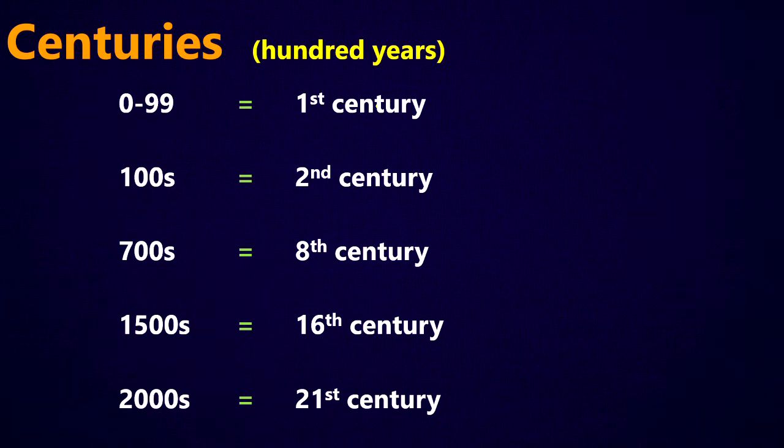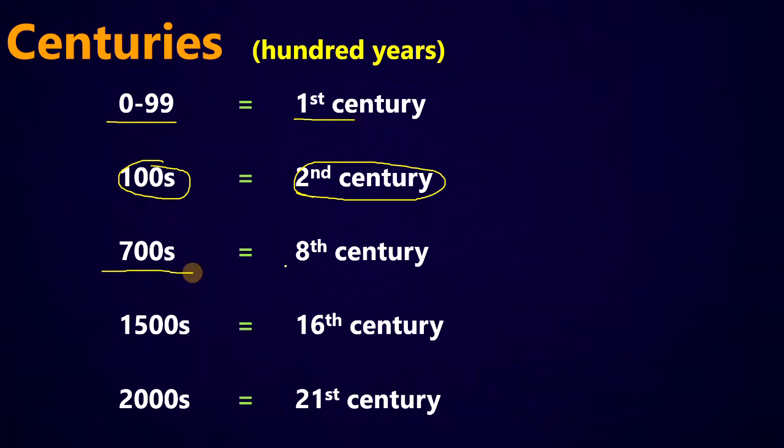This can get a little bit confusing because when we're talking about a century this way, we have to basically go up one number. So if I say the 100s, then I'm talking about the second century. The reason is because if we're counting from the year 0 to 99 would be the first century. So because of that, if I talk about the 700s, that is the 8th century. So if I'm talking about the 1500s, that's the 16th century. If I'm talking about the 2000s, that's the 21st century.